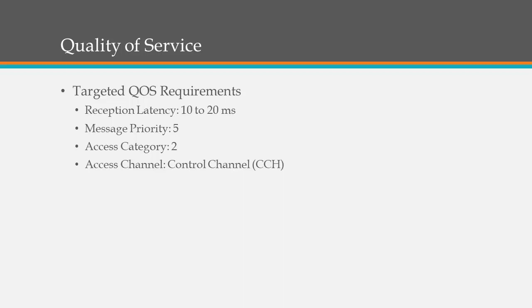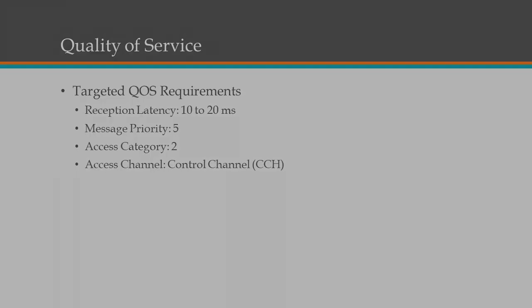Before we go to the next results, let's have a look at the targeted quality of services for our implementation. As directed by SAE International and DSRC Implementation Guide, the quality of services are as shown on the screen. Notably, the message priority is to be set 5 and access category is to be set to 2. These settings essentially change the channel access priority of a node in DSRC.